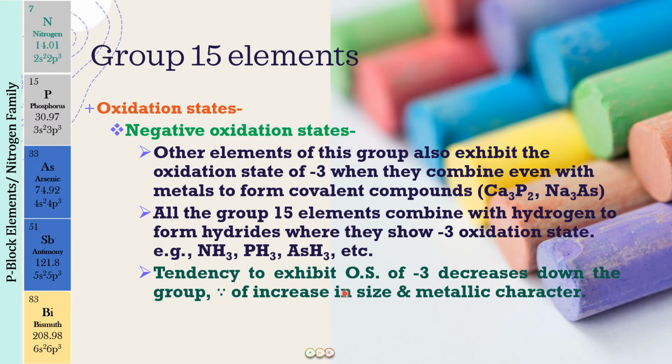So the losing of electrons becomes easy, the gaining of electrons becomes difficult, and what we find is that the tendency of the elements to show -3 oxidation state is going to decrease down the group. Okay, I hope this is clear. And bismuth is hardly, if at all, found in compounds with -3 oxidation state.